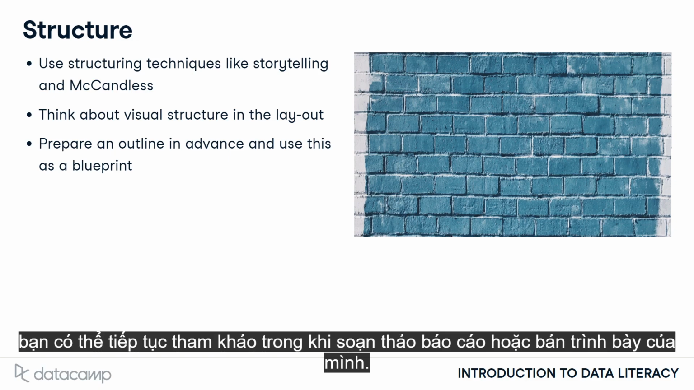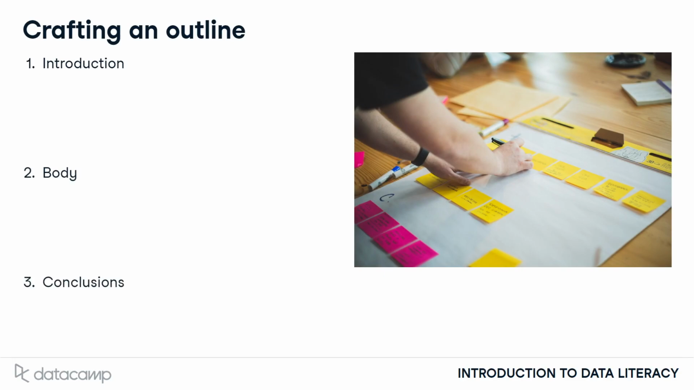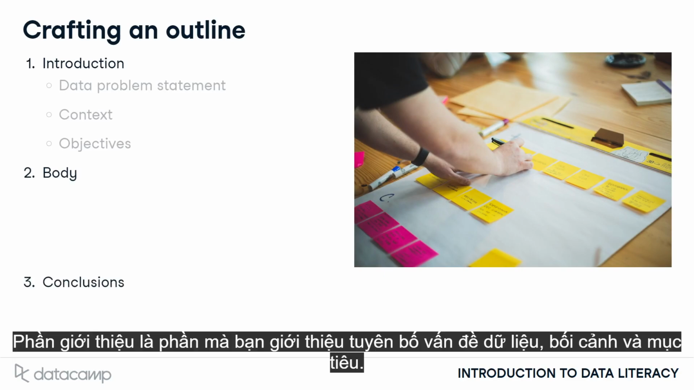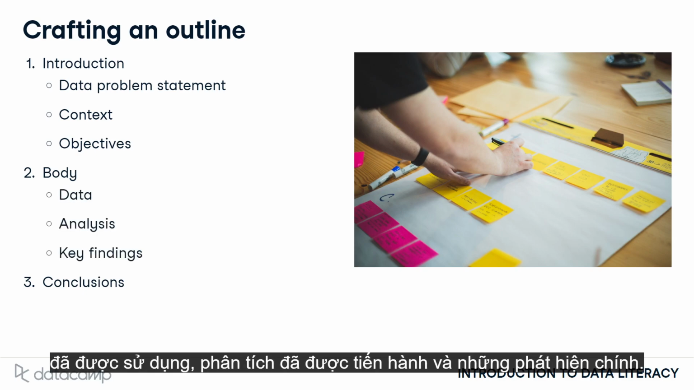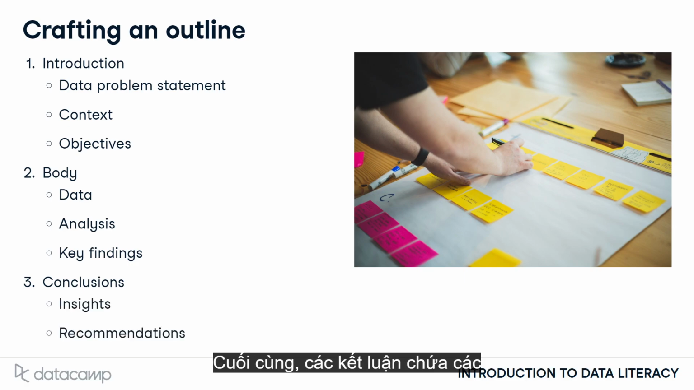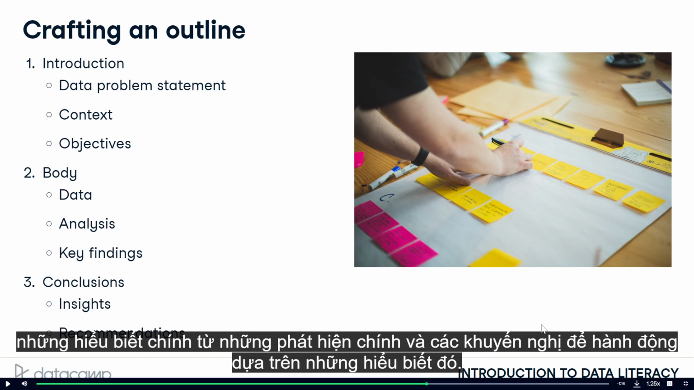report or presentation. A basic outline falls into 3 parts: the introduction, the body, and the conclusions. The introduction is the part where you introduce the data problem statement, context, and objectives. The body is the right place to talk or write about the data that was used, the analysis that was conducted, and the key findings. Finally, the conclusions contain the main insights from the key findings and the recommendations to act on those insights.